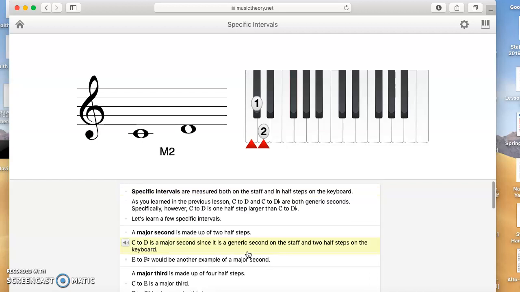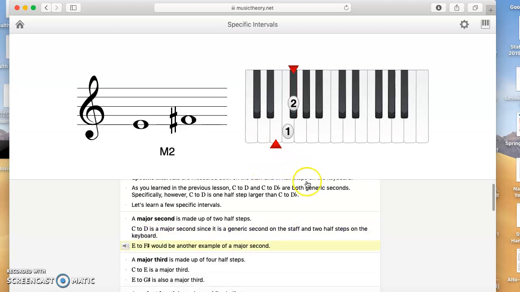Okay, a C to a D is a major second. It's a generic second on the staff, and it's two half steps on the keyboard. 1, 2. E to F sharp is also a major second. 1, 2. Okay, so we're talking half steps. We start here. There's one half step. Here's another half step.